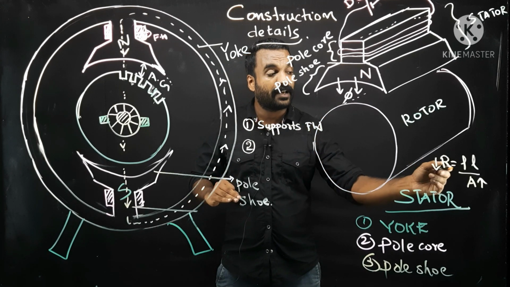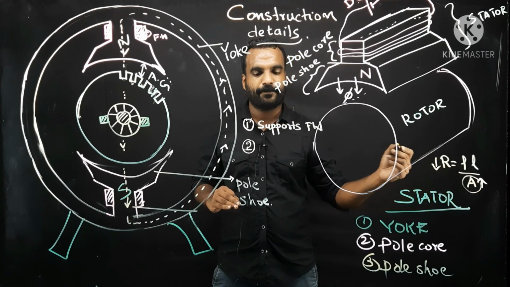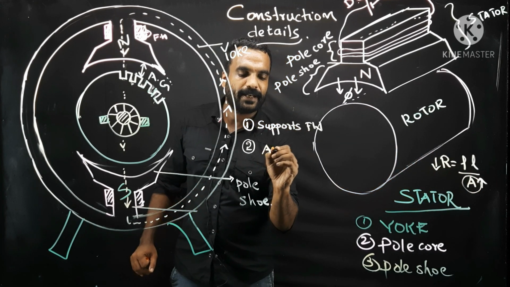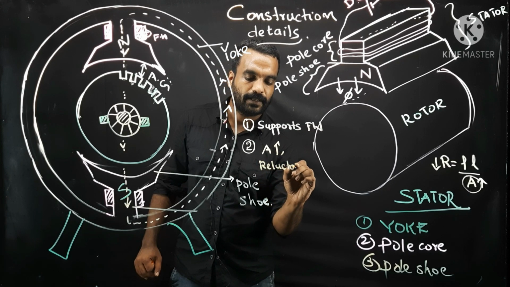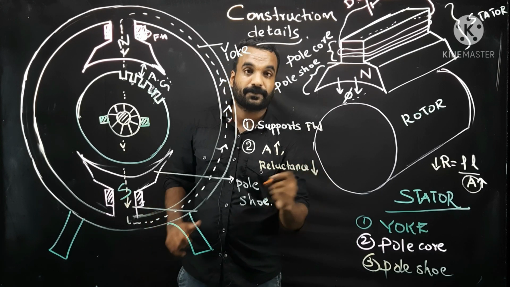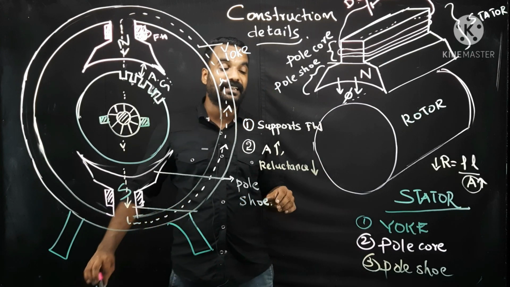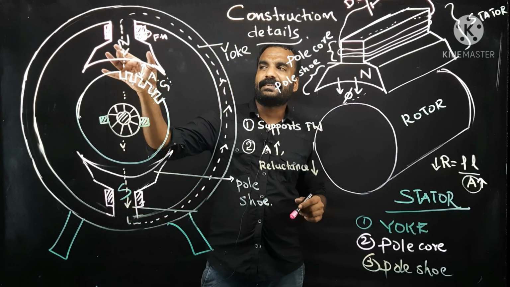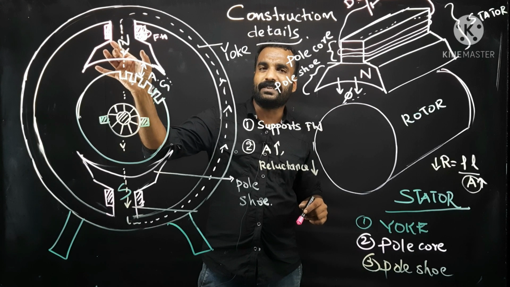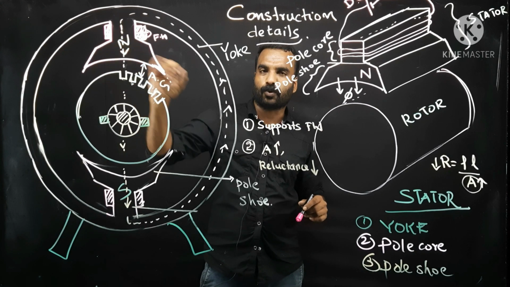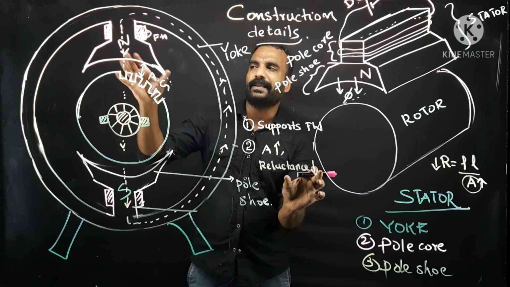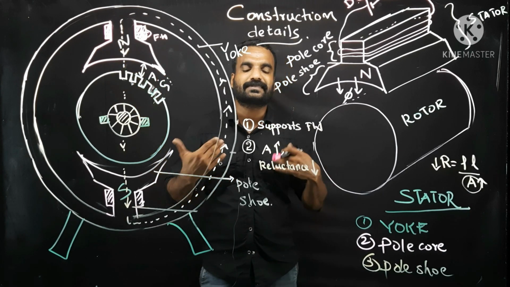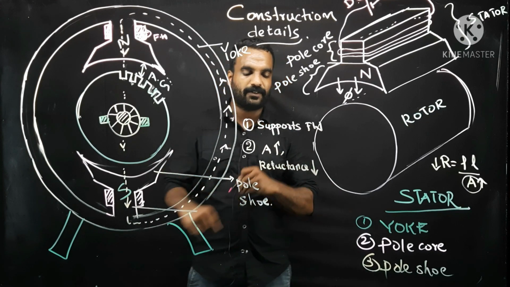Reluctance has almost the same equation. Reluctance is inversely proportional to area. So if area increases, reluctance reduces, so flux will easily pass. The area of the pole shoe is larger compared to the pole core, so that the area increases and the reluctance offered by the material reduces, so that flux can easily pass. That is the second function.